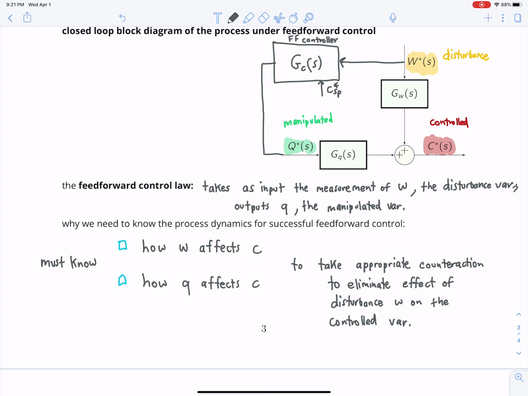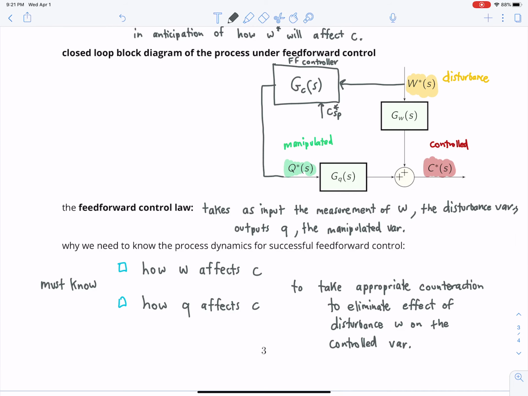It totally makes sense. So you know the disturbance is coming, then you need to anticipate how that disturbance is going to affect C, and then you also need to know how the manipulated variable affects C in order to know what to do to the manipulated variable. So you need a really accurate process model for feed-forward control.